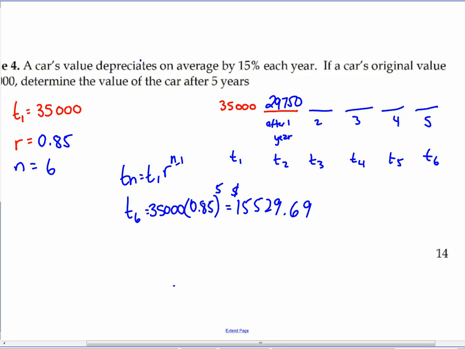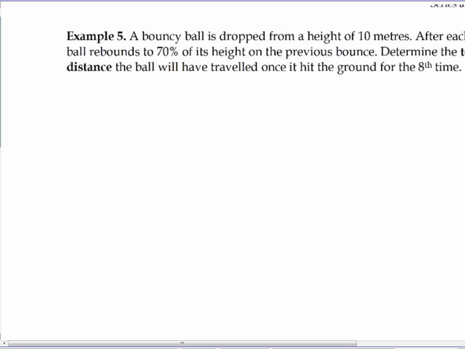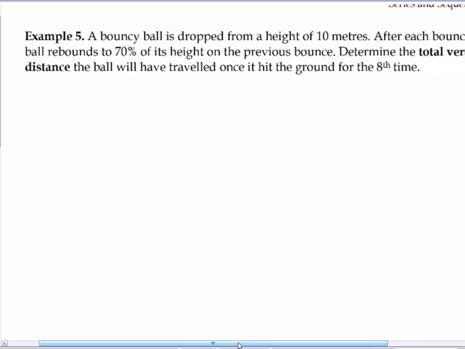We'll go back to that chess question later. Let's go to example 5. It's another bouncy ball question showing up again. Maybe it'll show up on your test. Who knows? Or midterm.